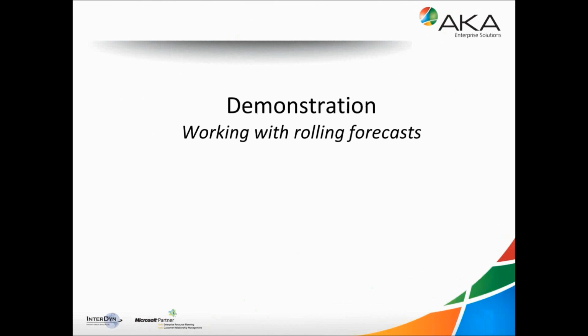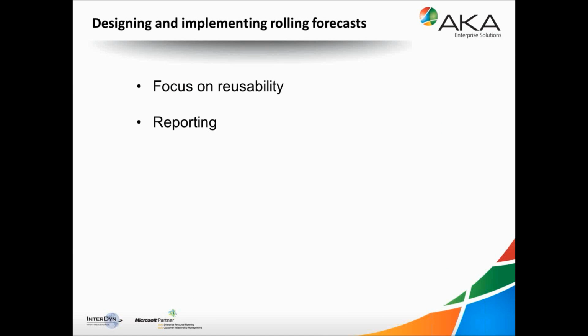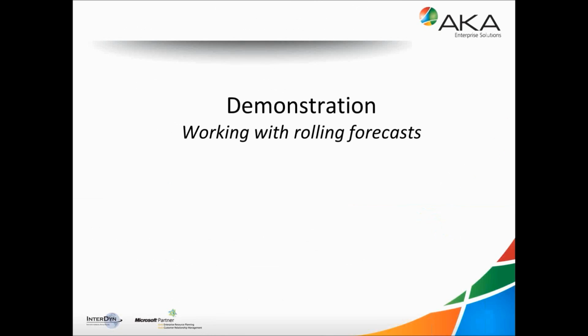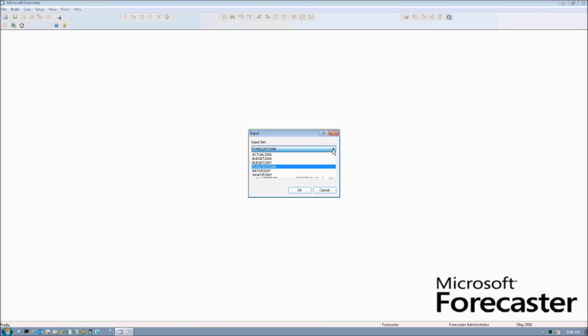Okay, so let me give you a quick demonstration. The first one we'll do is take you through Forecaster, just to lay the groundwork about how it actually works, and then in the second demonstration I'll show you how we use rolling forecasts. So if we look into Forecaster and go into our input sets, I'm going to use budget for 2006.